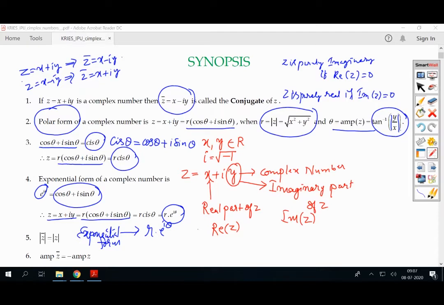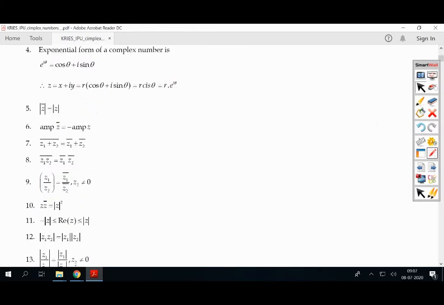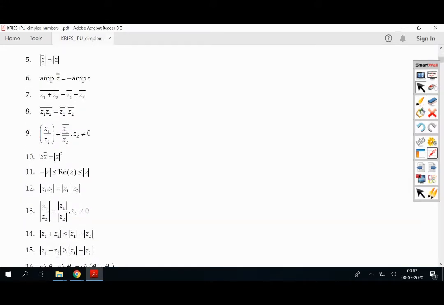Now we'll go to the next results. Modulus of z bar is exactly the same as mod z. So the modulus of the conjugate of the complex number is the same as the modulus of the complex number. And the amplitude of the conjugate is the same as the negative of the amplitude of z. Mod z1 plus or minus z2 is equal to mod z1 plus or minus mod z2, you can write. So this property I am going to use: the conjugate of z1 into z2 is the conjugate of z1 into the conjugate of z2.